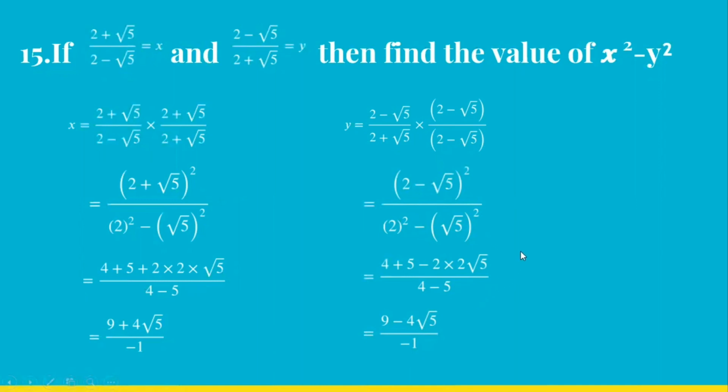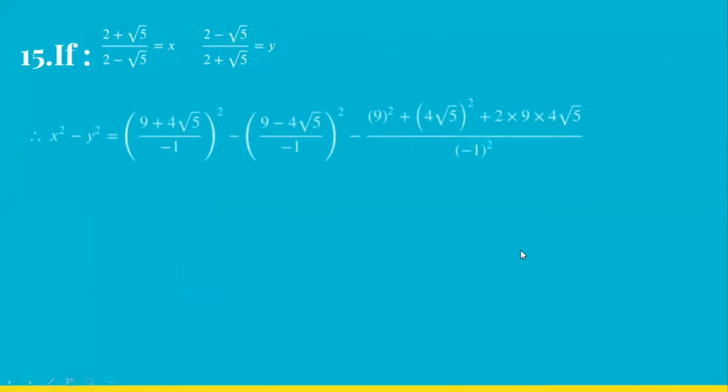Let us now find the value of x square minus y square. Put the value of x, which was (9 plus 4 root 5) upon minus 1, and let us make the square of that. The value of y was (9 minus 4 root 5) upon minus 1, the whole square. So in the numerator, minus 1 is going to be positive. We get a plus b the whole square, a square plus b square plus 2ab, upon minus 1 square, right? Minus 1 square is going to be 1.